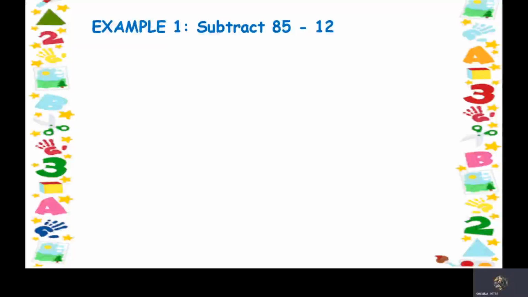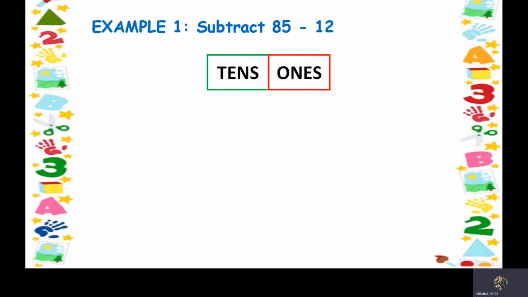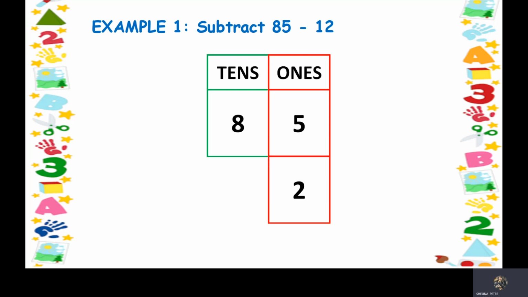Let us take example number 1. Subtract 85 minus 12. So here we will begin by writing the place value. So first, ones will come, then tens will come, and after this, we are going to arrange the numbers. So as you can see, 85 is the bigger number. It will come on top, starting from ones place. So we will write 5 in ones column, 8 in tens column. Now we have 12, so we will write 2 in ones column and 1 in tens column.